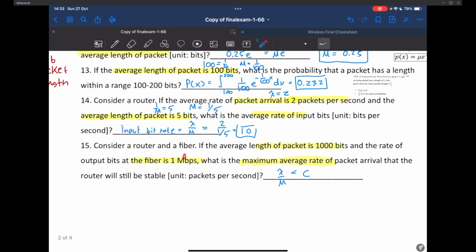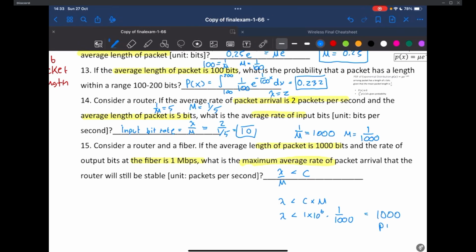Because we have C, we'll move mu to the other side, and then C would be 1 times 10 to the power of 6 times mu. 1 over mu is equal to 1000, which makes mu 1 over 1000, so we get that. Multiply those together, we get 1000 packets per second.